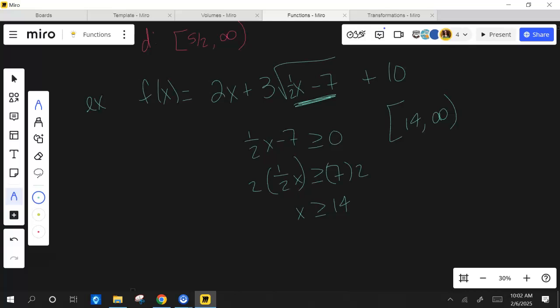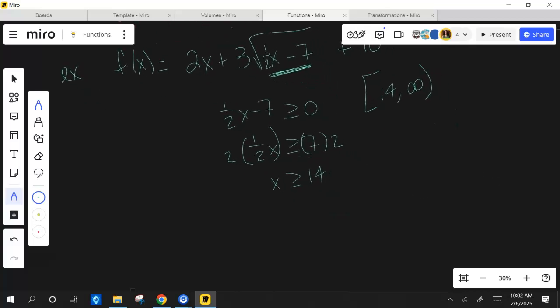Unless that sign changes. When might that sign change? Well, what if I had something that was reflected? And so maybe I had f of x equals the square root of negative 2x plus 8. Again, I'm taking what's under the radical.